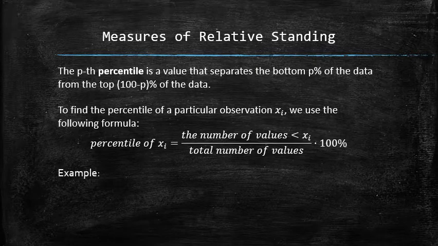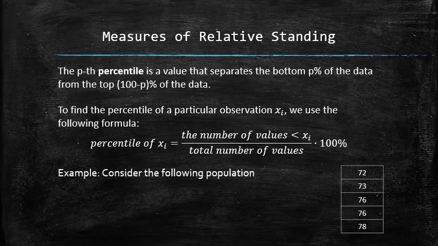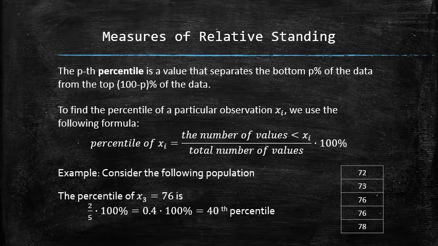For example, consider the following population. Before we proceed any further, make sure that the data is organized in ascending order. The percentile of the value 76 is the number of values less than 76, which is 2, divided by the total number of values, which is 5. So the ratio is equal to 0.4, and after we multiply it by 100, we get 40. So 76 is the 40th percentile.